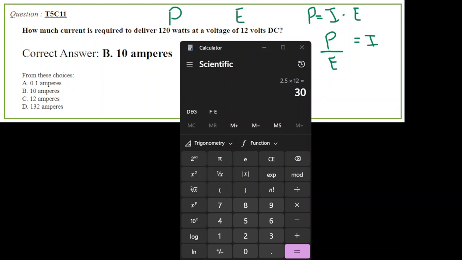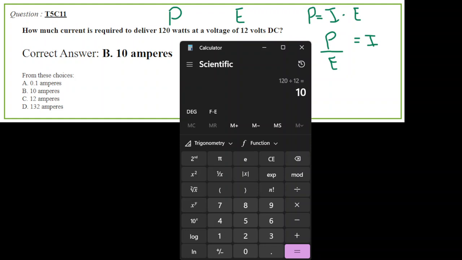So now we have a formula that we can use our calculator. And let's clear it. We have power is 120 watts divided by 12 volts. You could do this in your head too. That is 10 amperes of current. That is the intensity, 10 amperes. So that's how you get to the answer for number 11.